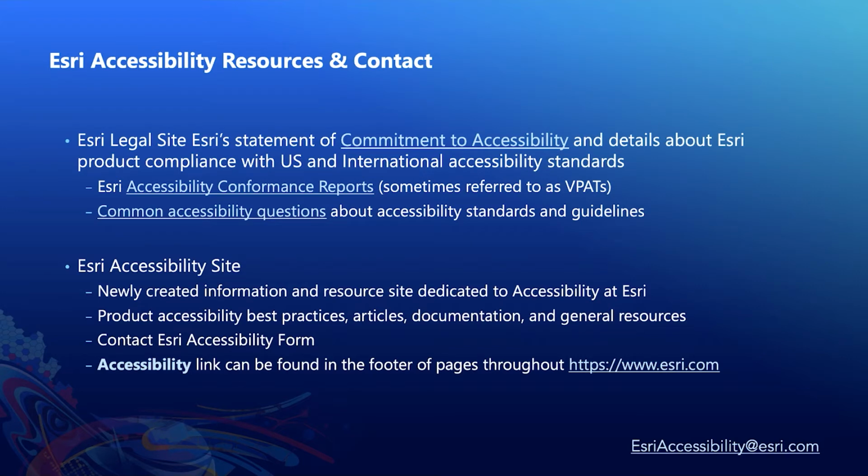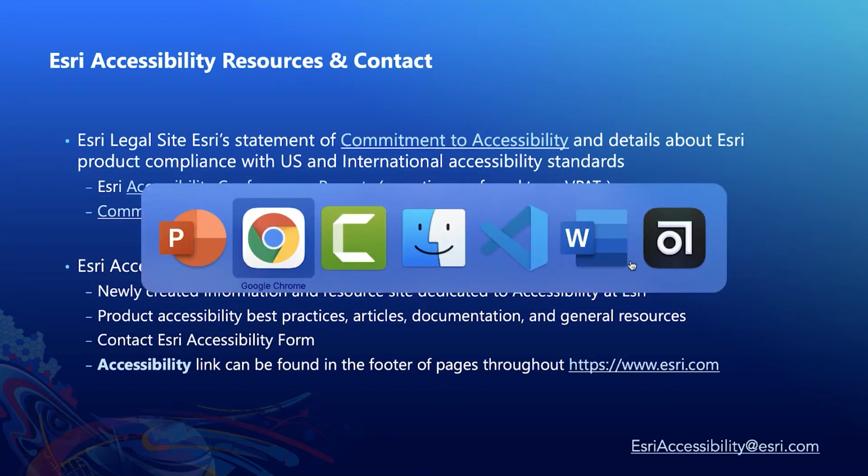First, let's talk about Esri's general accessibility resources. So the legal site at Esri is where you'll find our statement on our commitment to accessibility and details about the compliance of various products. So you'll see these as accessibility conformance reports. They're also sometimes referred to as VPATs. You'll also find answers to common accessibility questions. So let's go take a look at that site really quickly.